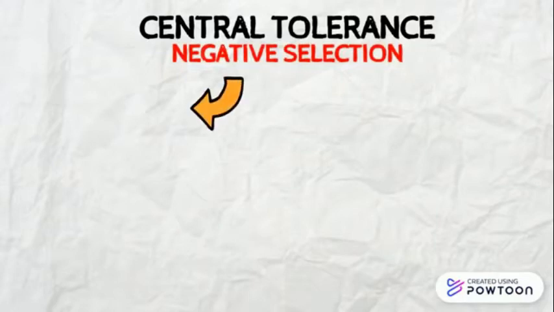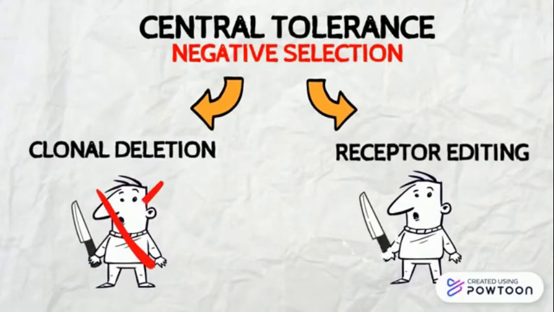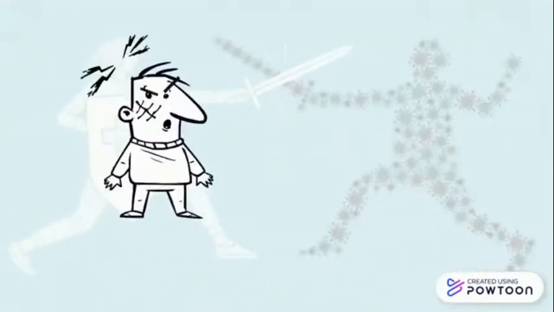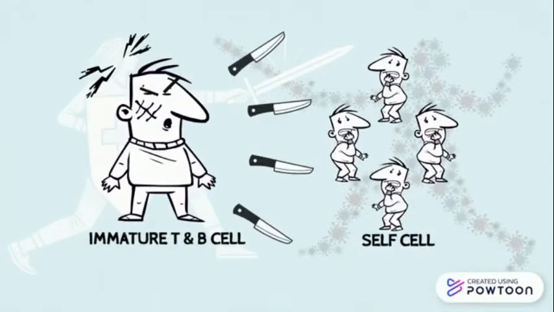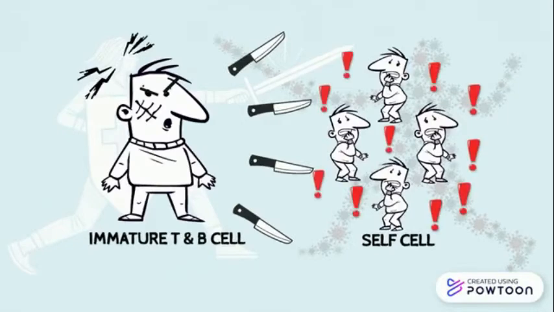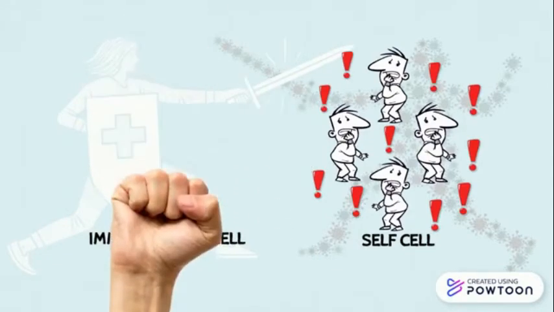The first one is clonal deletion through cell apoptosis, and the second one is receptor editing. Clonal deletion occurs when the immature lymphocyte expresses a receptor toward the self cell. Now imagine the knife as the receptor that causes the lymphocyte to have high affinity and ability to destroy the innocent self cell. This kind of lymphocyte is so dangerous that it will be deleted through cell apoptosis, and the self cell will survive.